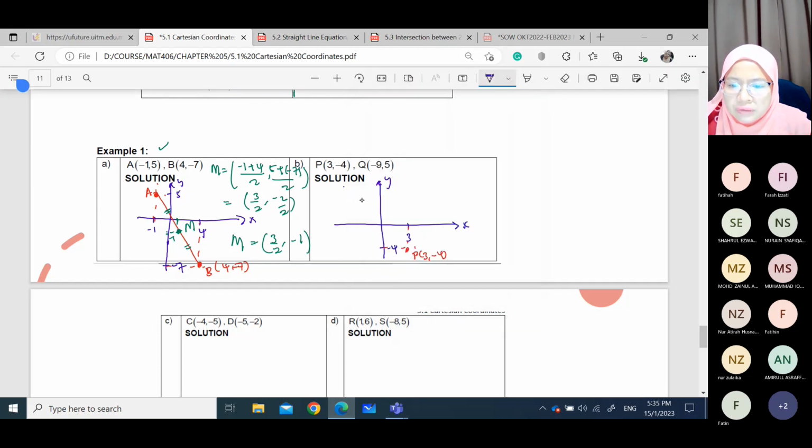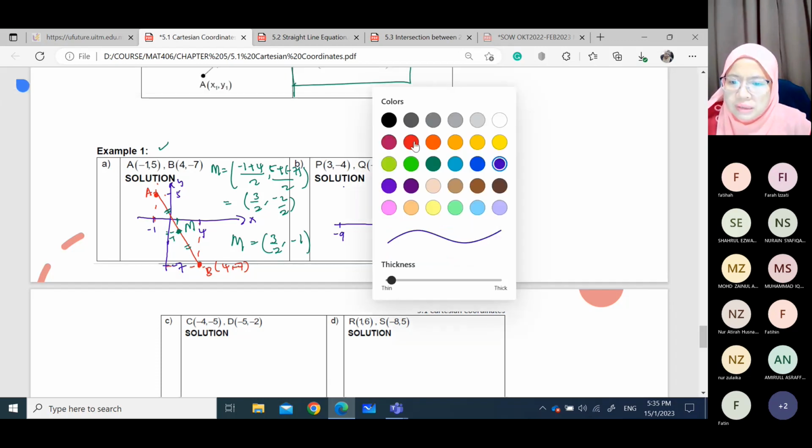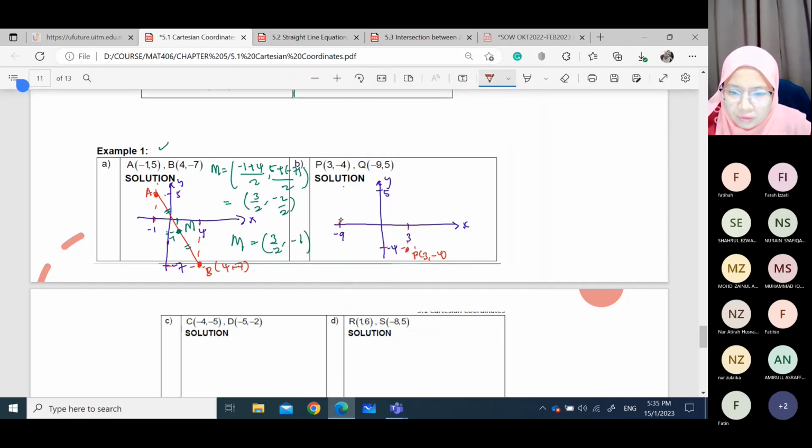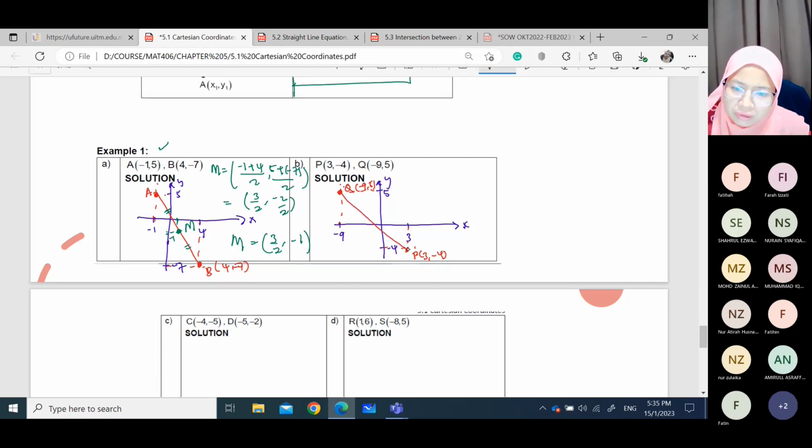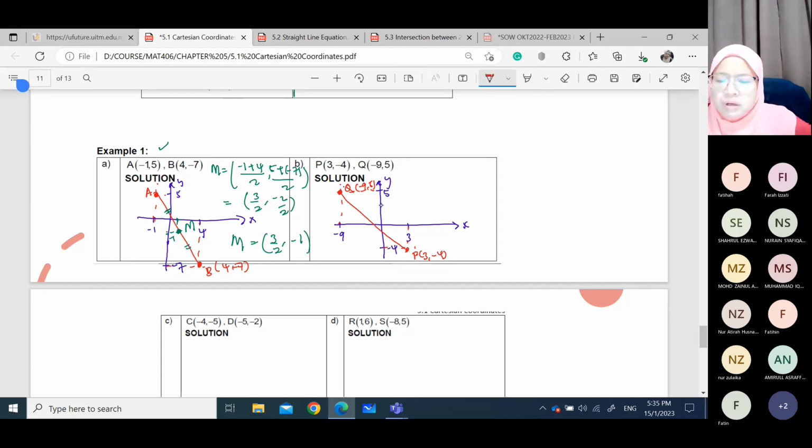Okay, so next, Q. So Q negative 9. So let's say negative 9 for X kat sini, and then kat sini adalah 5. Okay, so the point is at here. This is a location for point Q, negative 9, 5. Okay, so now we want to find this midpoint. So ini dia punya straight line dia. So kat mana dia punya titik tengah dia?